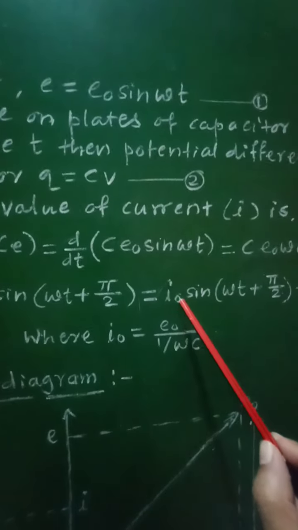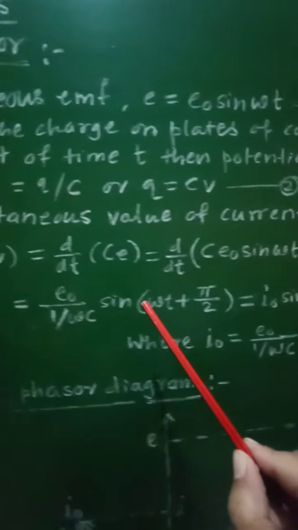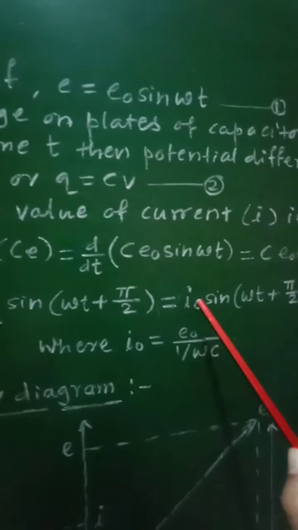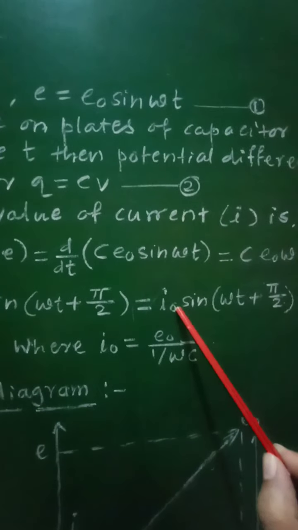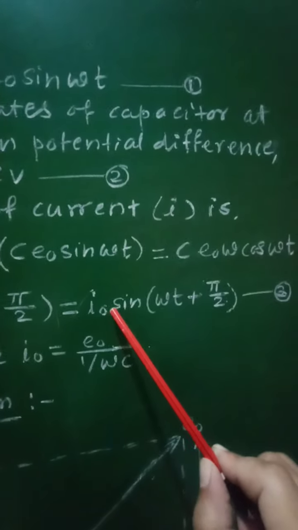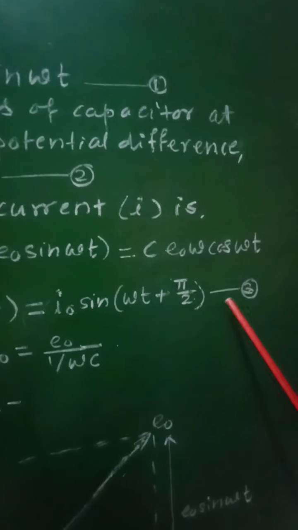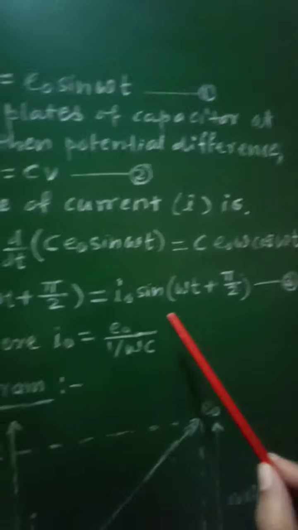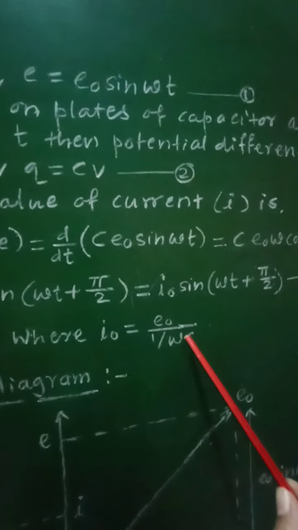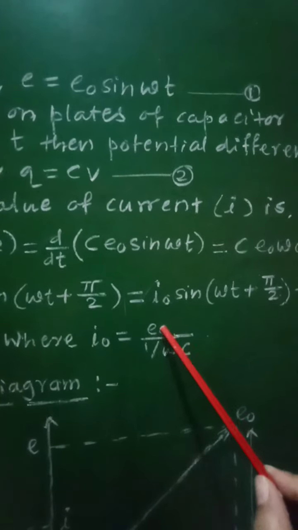Further it will be written as I0 sin omega t plus pi by 2. This term E0 upon 1 upon omega C is written as I0, that is the peak value of current, and therefore you get the third equation as I equal to I0 sin omega t plus pi by 2, equation number 3, where I0 is equal to E0 upon 1 upon omega C. So this is the peak value of current.